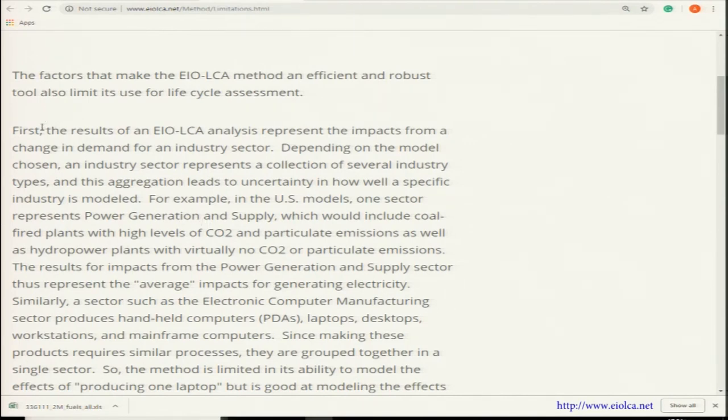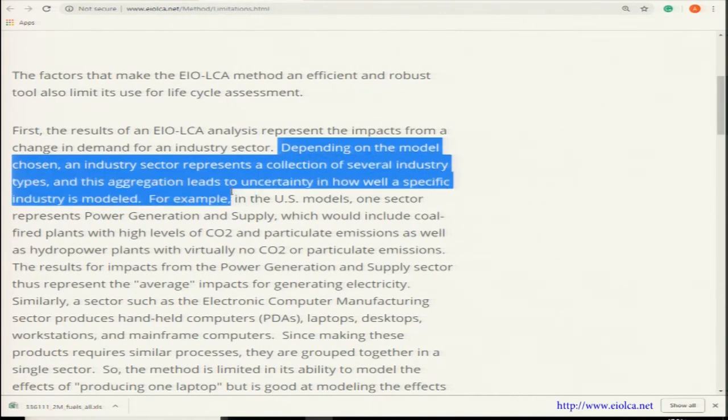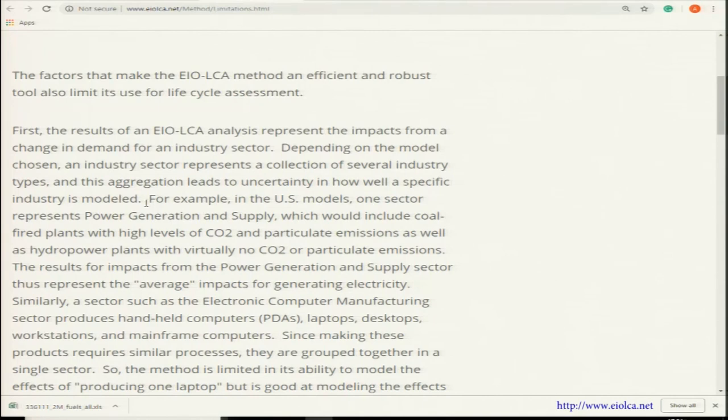First, the results of an EIOLCA represent the impacts from a change in demand from an industry sector. Depending on the model chosen, an industry sector represents a collection of several industry types, and this aggregation leads to uncertainty in how well a specific industry is modeled. As I mentioned before, this takes the aggregate data. It has taken an example here.